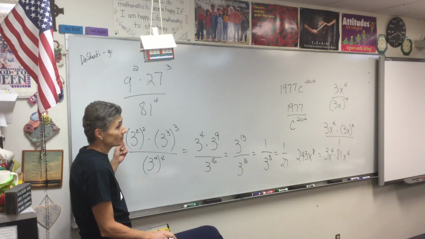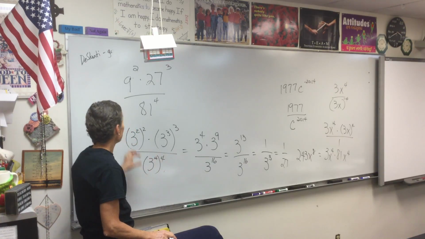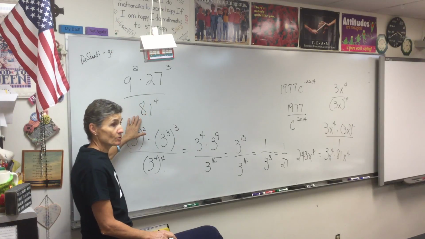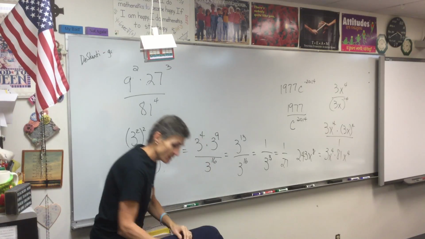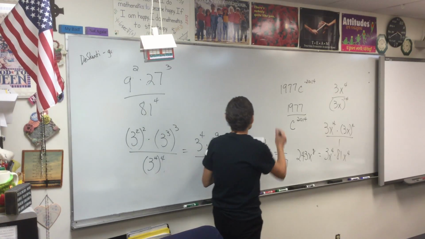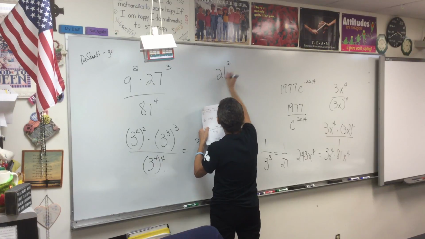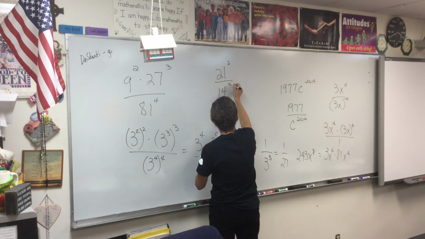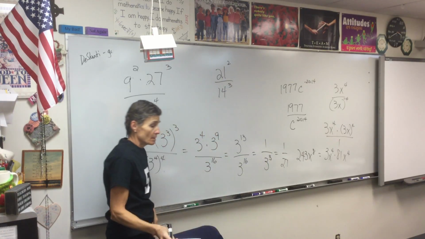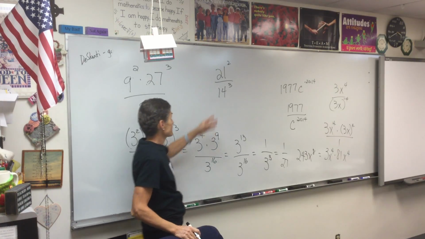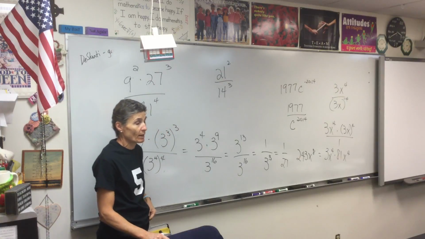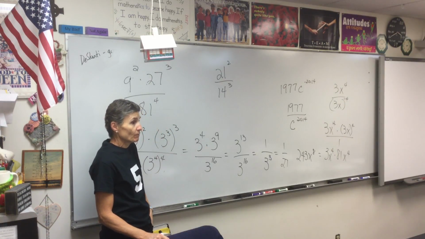Now, that problem is only doable that way because all of these numbers are powers of 3. If they weren't, we wouldn't be able to do this, but they are, so we can. All right, number 6. 21 squared over 14 cubed. Now, what you cannot do is simplify 21 and 14 right now. They have different exponents, so you can't do that.